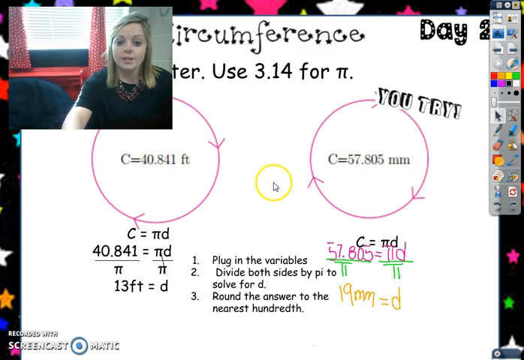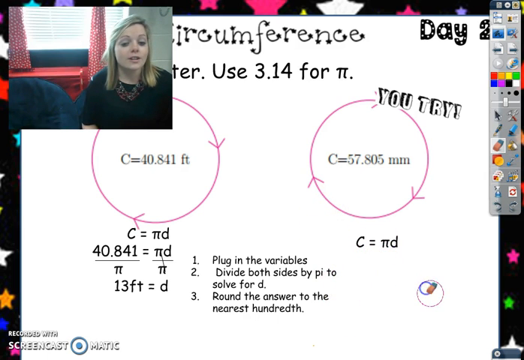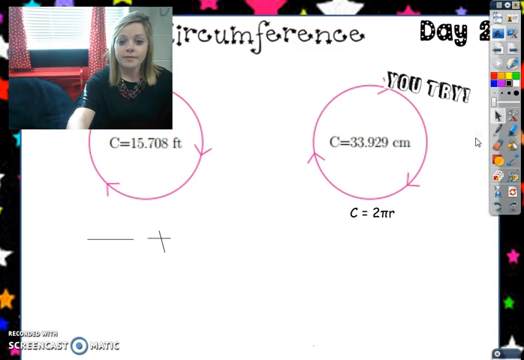Okay, so let's move on. Here we can see there are steps that you can view in the PowerPoint. Step 1, plug in the variables. Step 2, divide both sides by pi to solve for D. And then step 3, round the answer to the nearest hundredth if not listed, or if not instructed to do so.